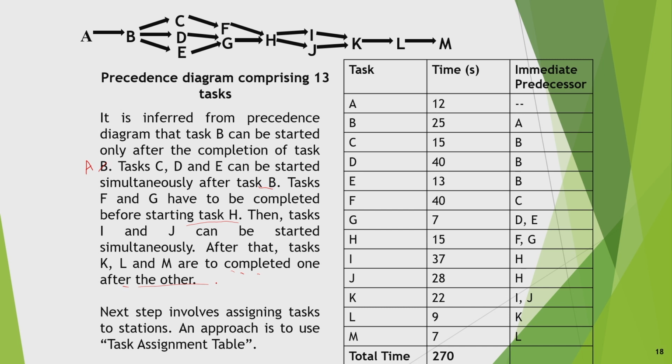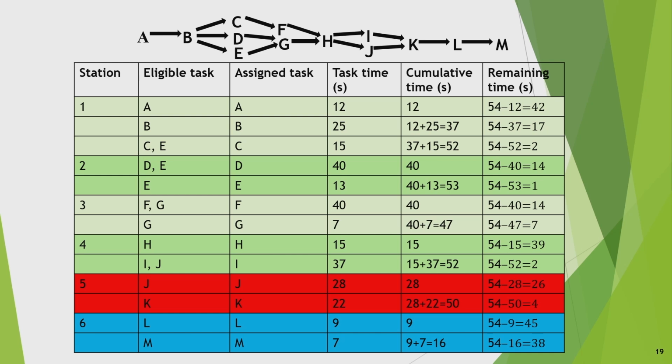So the next step involves assigning tasks to stations, and the approach is to use a task assignment table. I am just making that. So first, this is a table. You see task, time and immediate predecessor. Immediate predecessor is the immediately preceding activity. Before task B is A, then before C, B, like that we have done. Before I is done, my H should be complete. Before K is done, I and J both should be complete. So now let us assign the tasks.